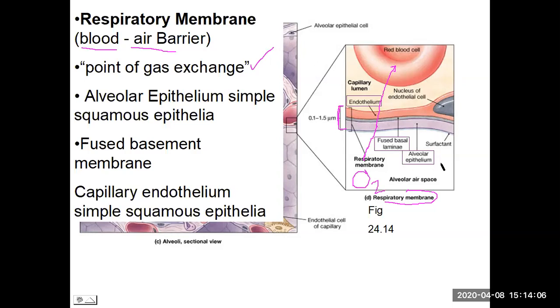We'll start here with the alveoli itself. So we already described the type 1 cells, the simple squamous epithelium. So again, itself a very thin, delicate tissue. There's now the fused basement membrane, also known as basal laminae. And here's one example where we have epithelial tissue. We have a basement membrane. And on the deep side of the basement membrane, we actually once again have more epithelial tissue.